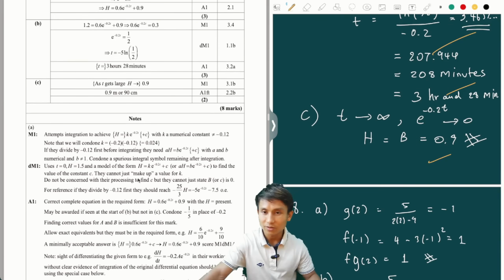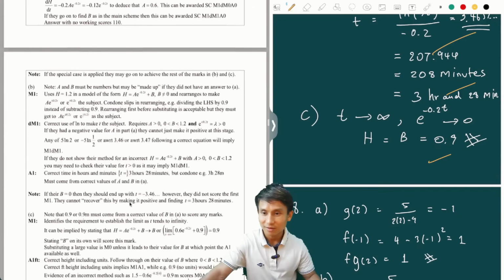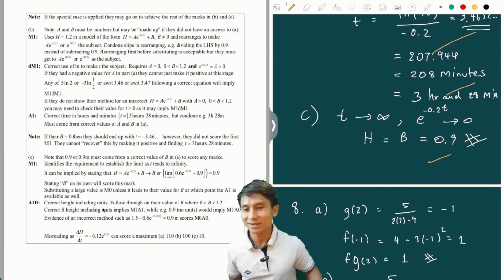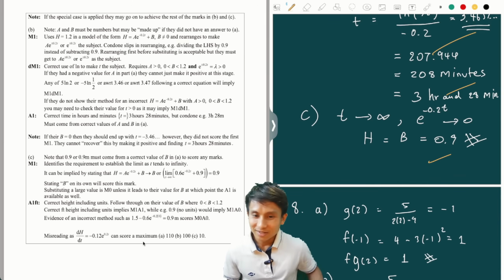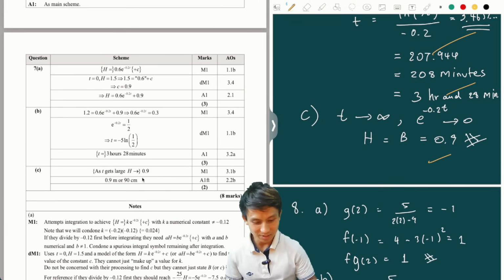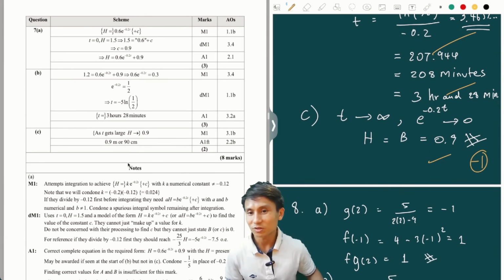Ooh, hang on. If I forgot the units, will I get the marks? Let's see. Correct height, including units. Oh no. I need to give the units. Yeah, I didn't see that coming there. Didn't see that coming at all. So minus 1. Yeah, because some questions ask for, yeah.